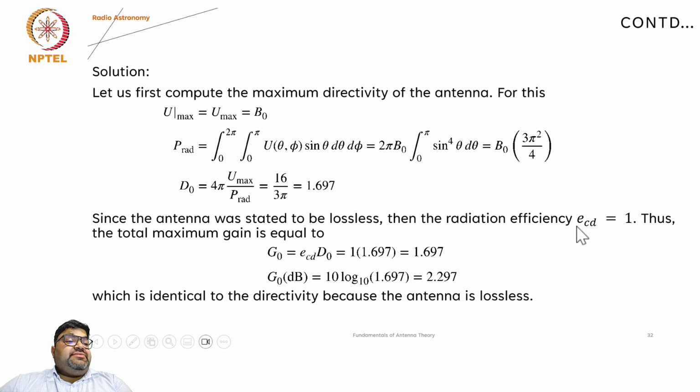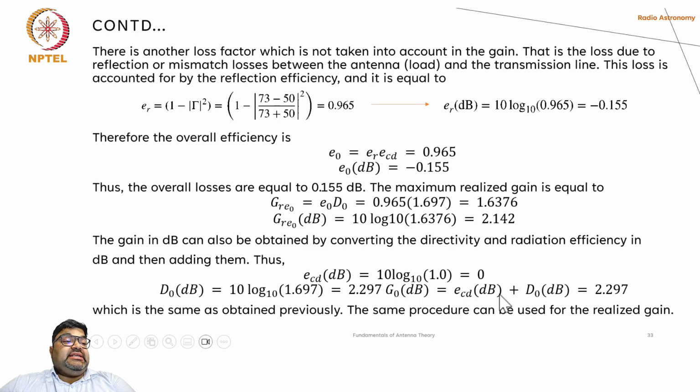Then what we do is we assume a radiation efficiency equal to 1 because it is lossless, and then calculate the gain G0 as ECD times D0, so it is exactly equal to 1.697, and in dB it becomes 2.297. So the directivity and the gain are identical because the radiation efficiency is 100%.